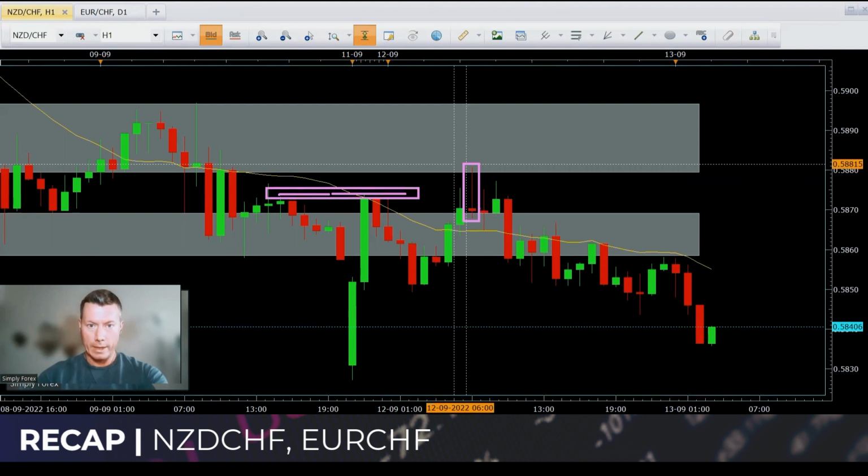So enter on the close of this candle, put your stop above here, and the idea was just to take price, first of all, down to this level, which is where I took price. So this was my risk, this was my reward. It was more than 1:1, about 1 to 1.25 to be exact. I closed 80% here, and now I'm still in this trade for 20%.